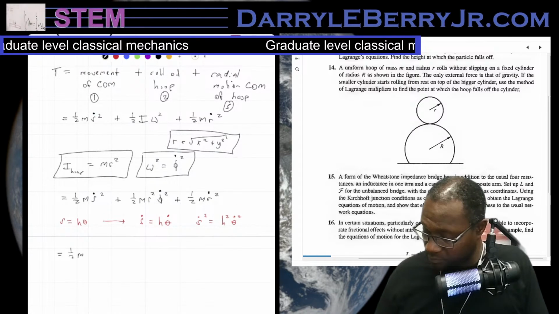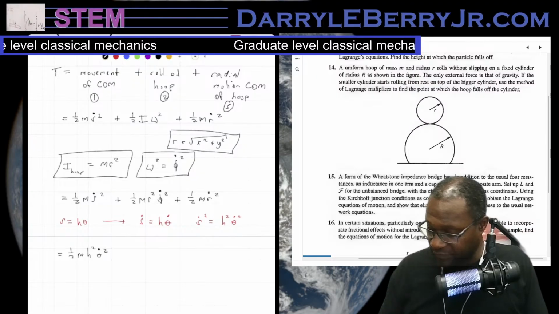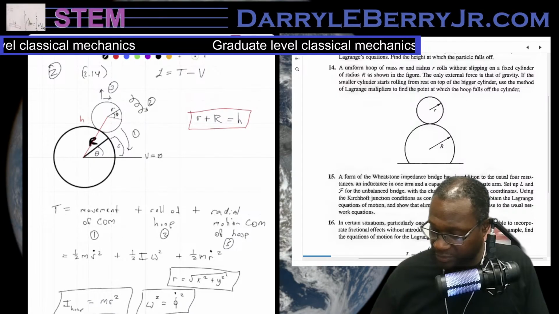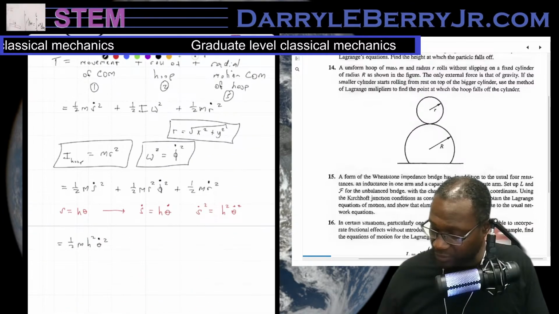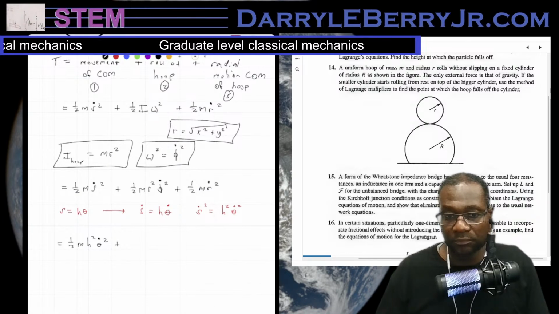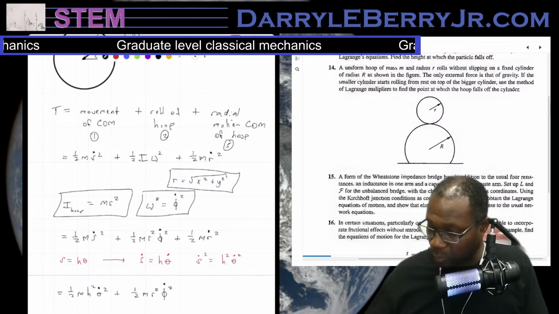1/2 m h squared theta dot squared. This is the movement of the center of mass of the hoop, which has to take into account from the center of the big circle to the center of the small circle. So we have h plus 1/2 m r squared phi dot squared. This takes care of the roll of the hoop.